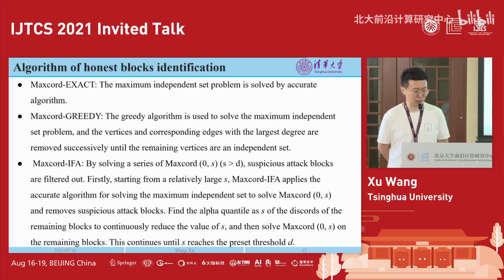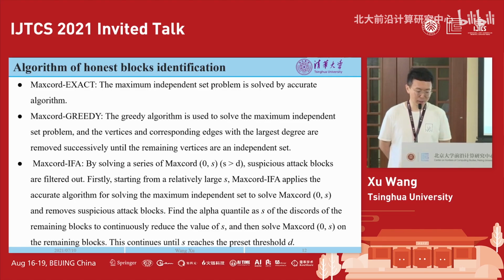We propose 3 algorithms for the max clique 0D. The first algorithm is max clique exact. Here, the maximum independent set is solved by an accurate algorithm. Max clique greedy. Here we use the greedy algorithm to solve the maximum independent set. The third algorithm is a heuristic algorithm.